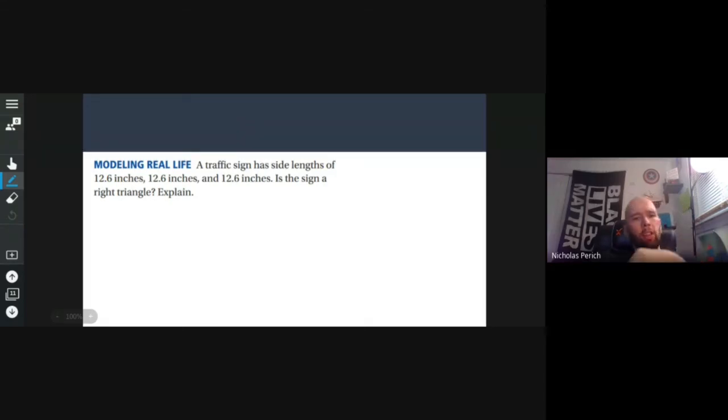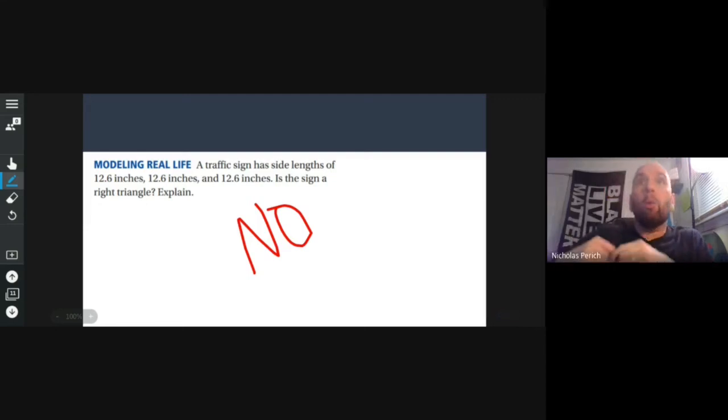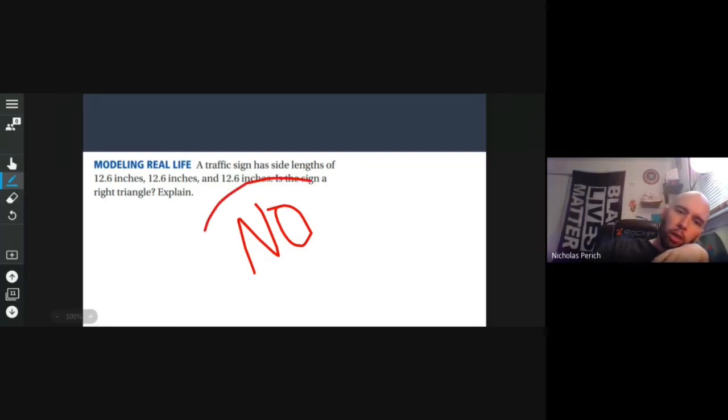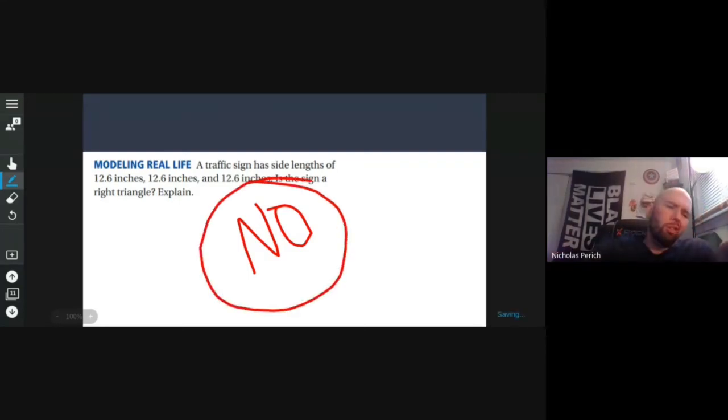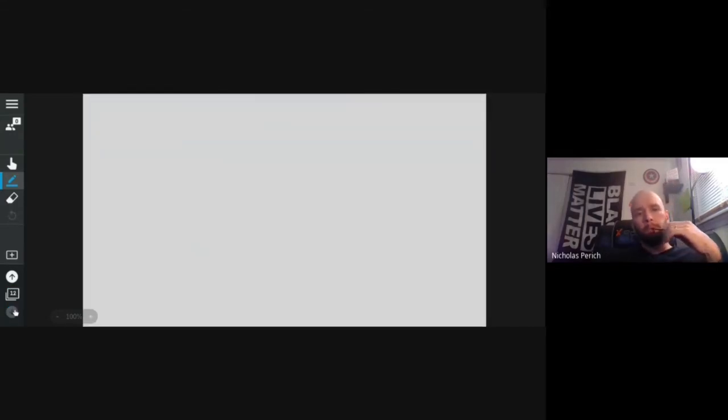Which one's the longest side? They're all the same. So is there a longest side? No. Which means, could it be a right triangle? No. The whole point of right triangles is to try to figure out which one the longest side is. And if there's no longest side, then it's not going to be a right triangle. Fun. That was a tricky one. I like it. I mean, we could have just done the math, but what's the fun in doing the math when we don't have to?